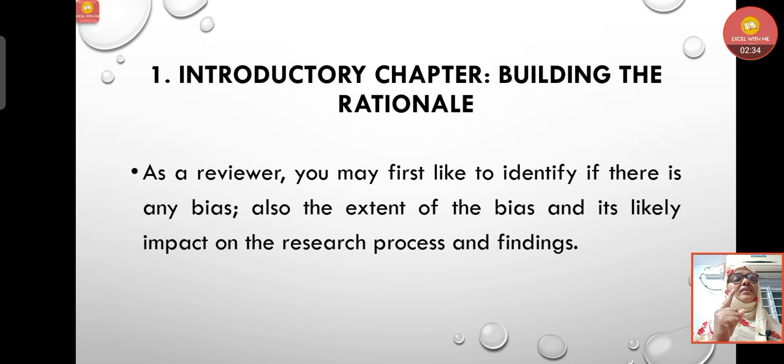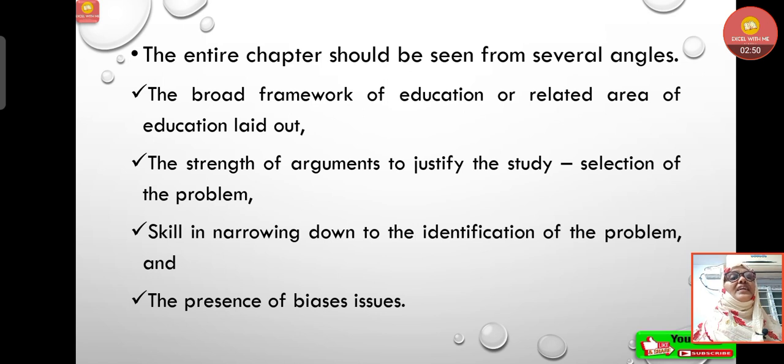Now, first one, introductory chapter, building the rationale. As a reviewer, you may first like to identify whether there is any bias. Obviously, first we will check whether any biasness is there. Also, the extent of the bias and its likely impact on the research process and findings. The entire chapter should be seen from several angles. The broad framework of education or related area of education should be laid out.